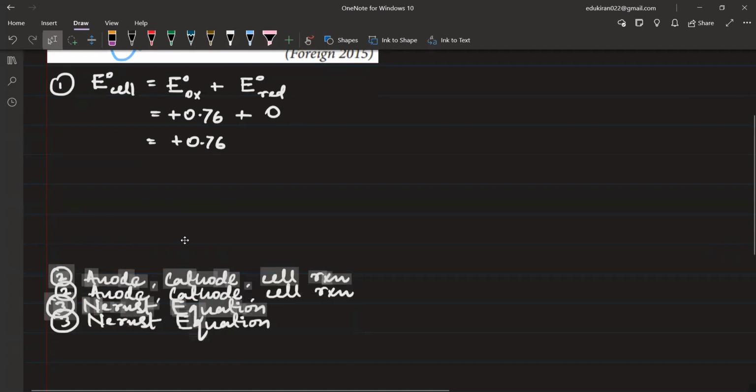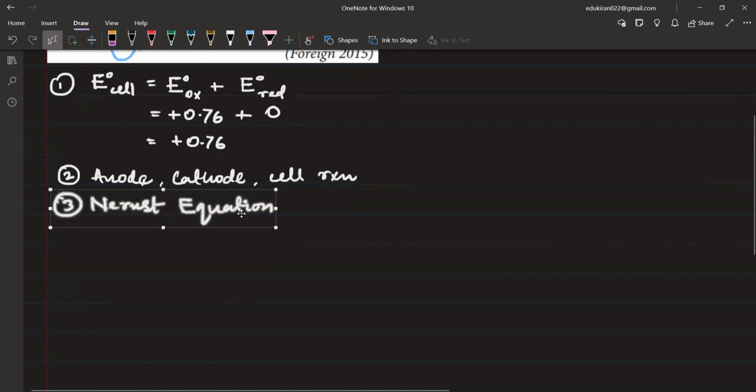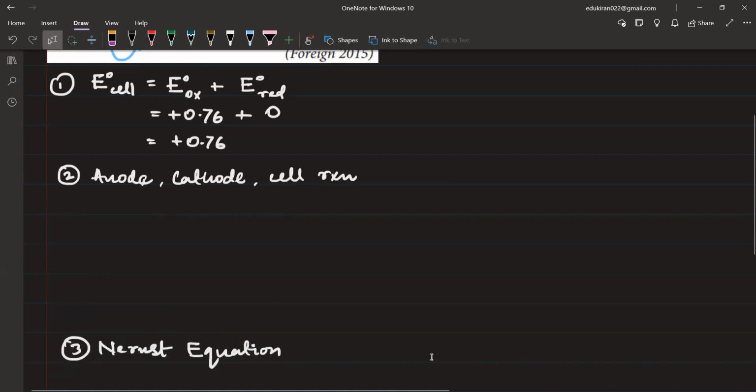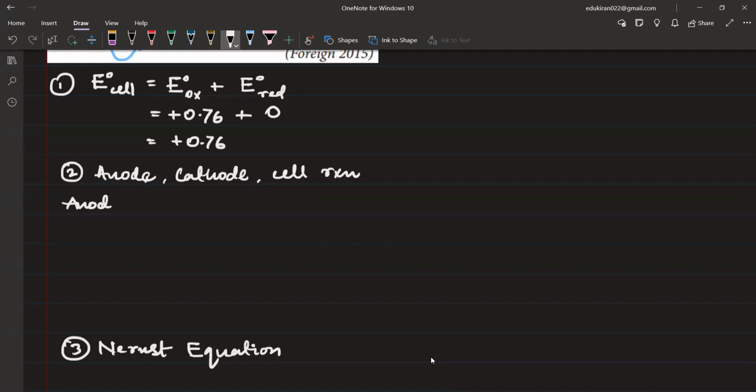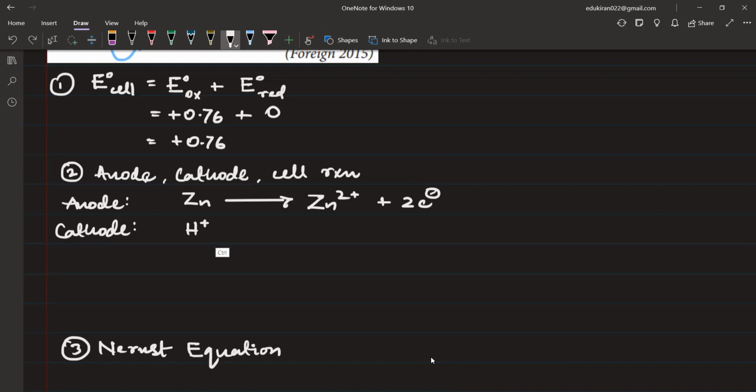Now moving on to anode and cathode reactions. We may write first of all the anode reaction. The reaction at anode: zinc is giving me Zn2+ plus 2 electrons. In cathode, we have H plus ion, which is reacting with 1 electron and giving half mole of H2.